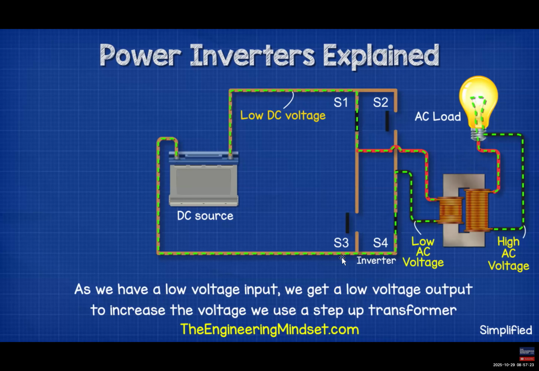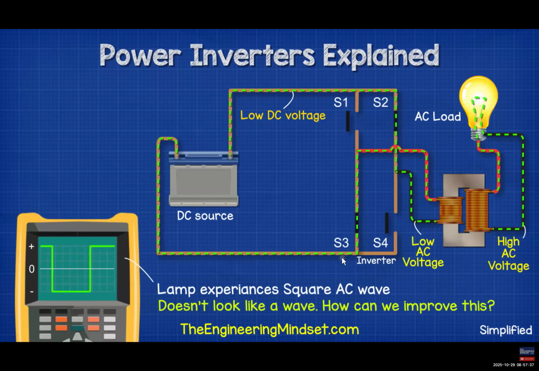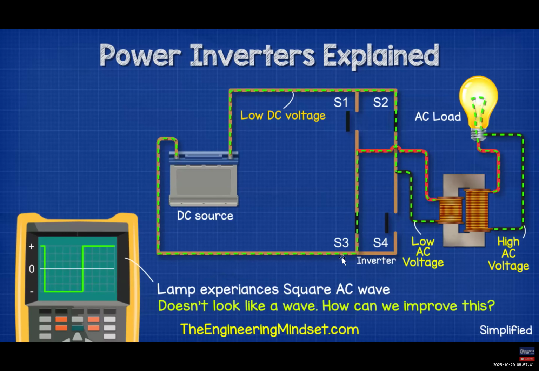As we have a low voltage input, we're going to get a low voltage output. To reach the 120 volts or 230 volts required to power our appliances, we will also need a transformer to step up the voltage to a useful level. When we look at this through an oscilloscope, we get a square wave in the positive and the negative regions. This is theoretically AC because it reverses direction. But it doesn't really look much like an AC sine wave.